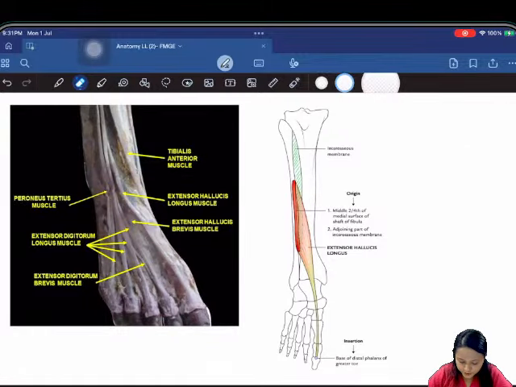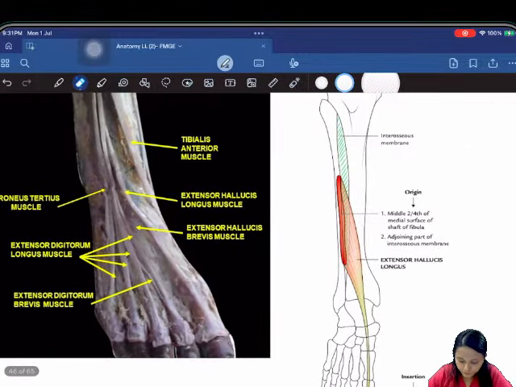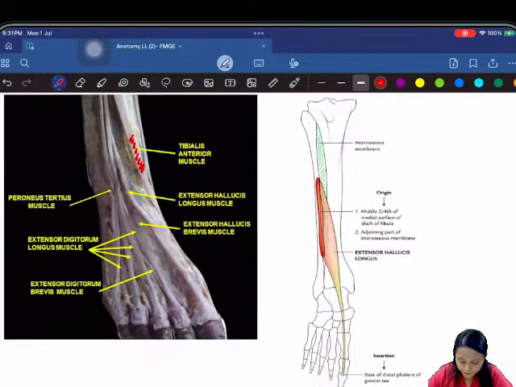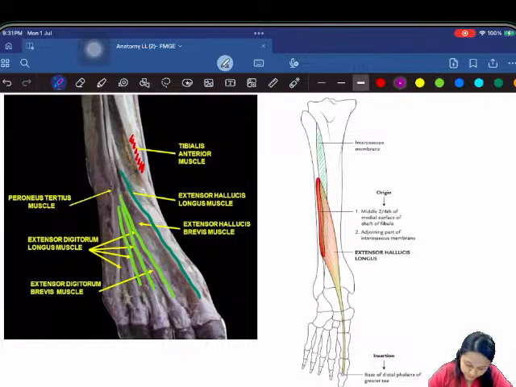So here you can see again in this image. This is the tibialis anterior. Then you have this tendon which is going towards the hallux, that is the extensor hallucis longus. Then you will have the one which is going towards the digits, that is extensor digitorum. And the most lateral one, you will have the peroneus tertius. So these are the tendons which might be asked in the exam.